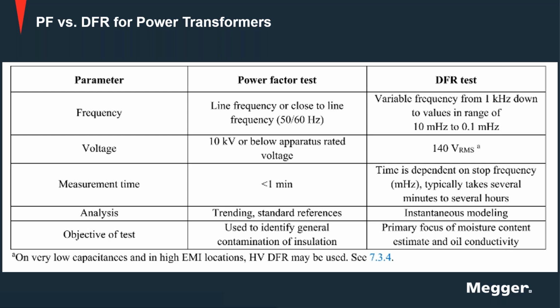Then the analysis on power factor is based on trending and standard references. When you look into DFR, it is instantaneous modeling, so it's what you have at that specific time. What is the objective of the test? It's used to identify general contamination of insulation, and that is, I would say, the keyword here: general contamination of insulation.